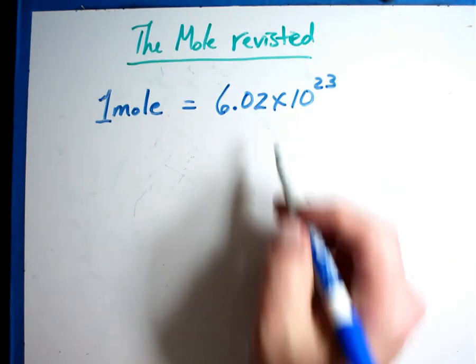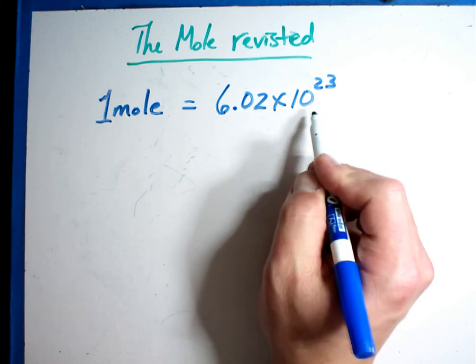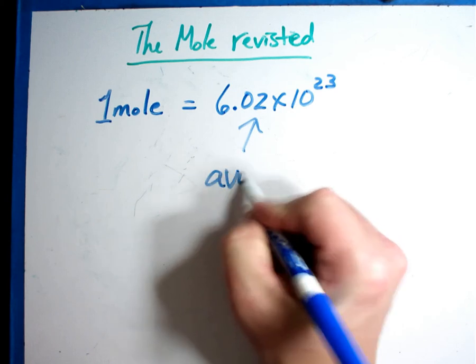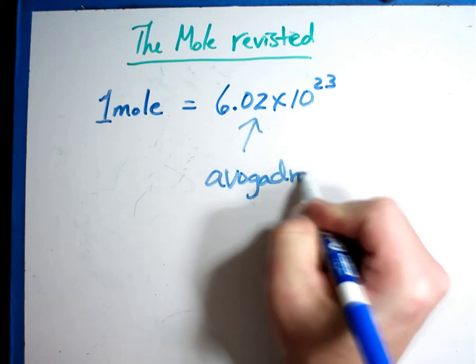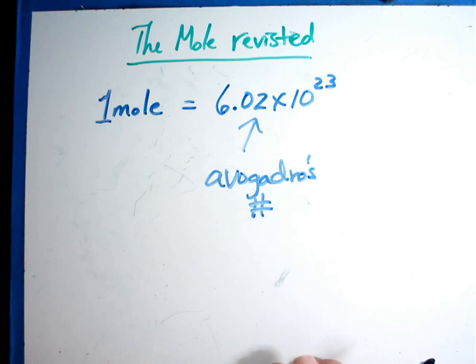Now, a mole is defined as this quantity, 6.02 times 10 to the 23rd. This is actually what is called Avogadro's number. He is the gentleman that came up with this value. Amadeo Avogadro was his name. Now, there is a reason why it is this number, and I'm not really worried about you knowing that. I just want you to be able to use it.